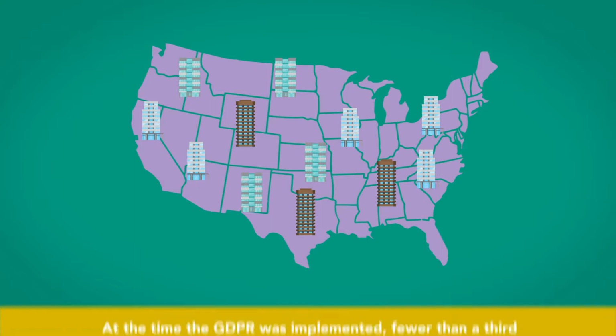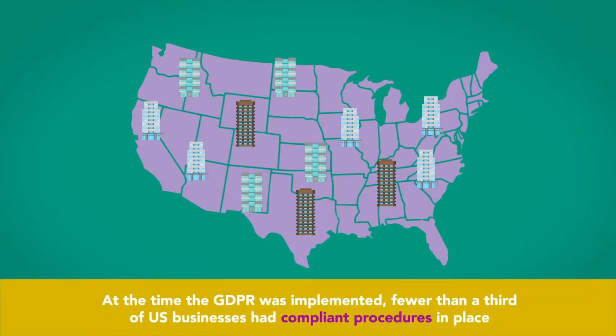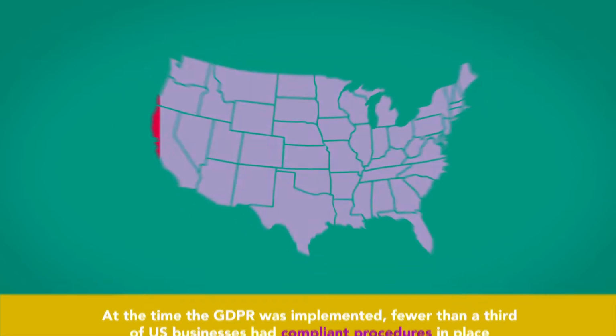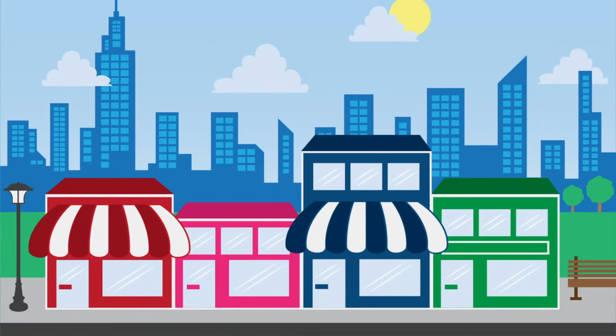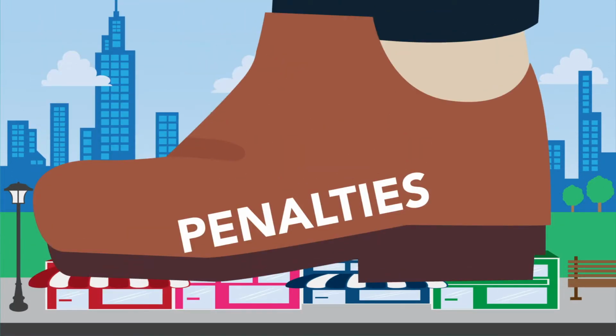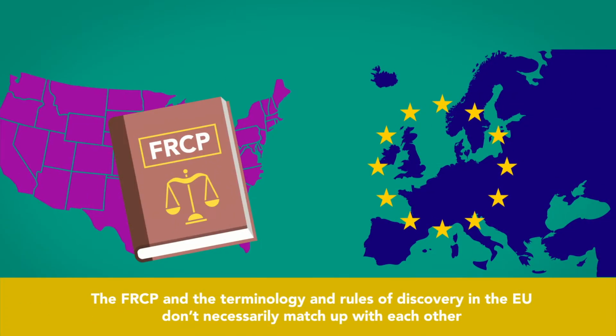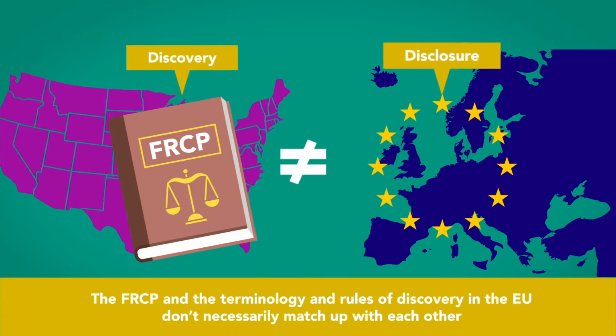But at the time that the GDPR was implemented, fewer than a third of U.S. businesses had compliant procedures in place. The penalties for non-compliance can be severe, enough to threaten the existence of some small businesses. At the same time, the FRCP and the terminology and rules of discovery in the EU don't necessarily match up with each other, even to the point that discovery is called disclosure in England.